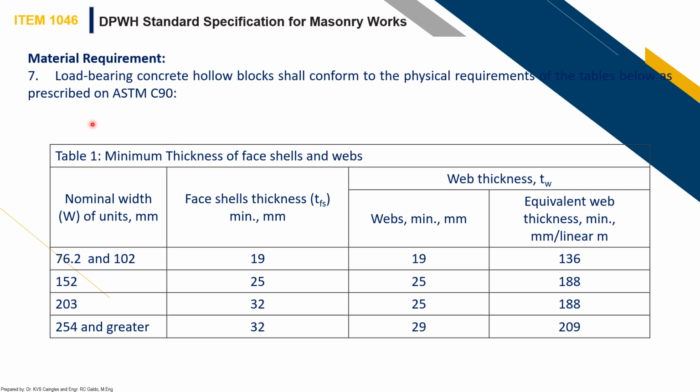So as to the material requirements for load-bearing concrete hollow blocks, it shall conform to the physical requirements of the table as prescribed in ASTM C90. So this table can also be found in ASTM C90. So DPWH, through the blue book or the standard specification of DPWH, simply adopted what was specified or stated in the ASTM provisions. Okay, so that is why we really focus more on the standard specification and also generally the standards set forth by ASTM. Okay.